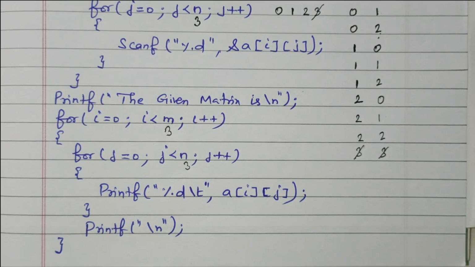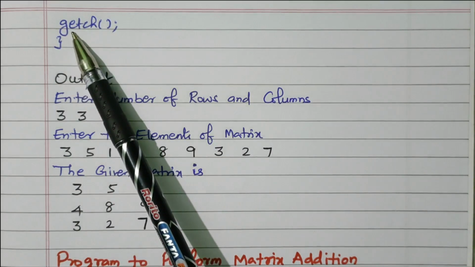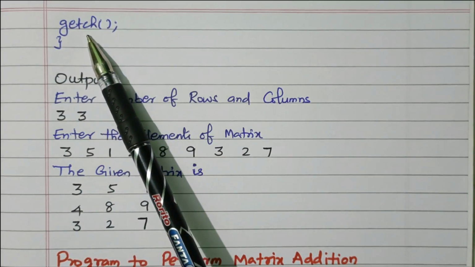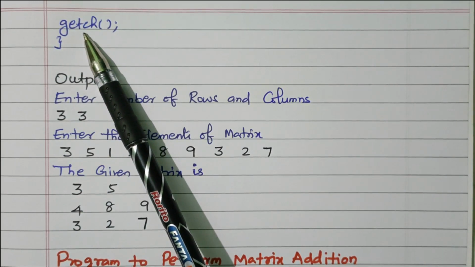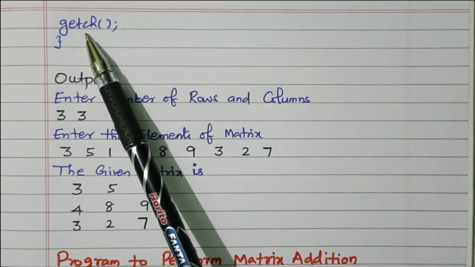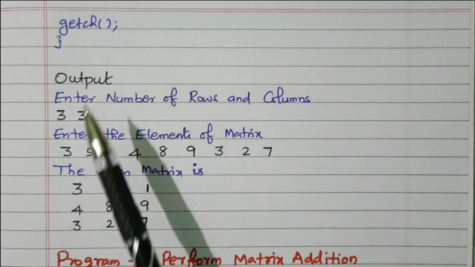Now we'll see the output of this program. After displaying, we have getch. In order to see the output, we have getch. After entering one character, the program will be terminated; until then, it will wait for the character. At that time, we can see the output. Then close the braces. So what is the output here?